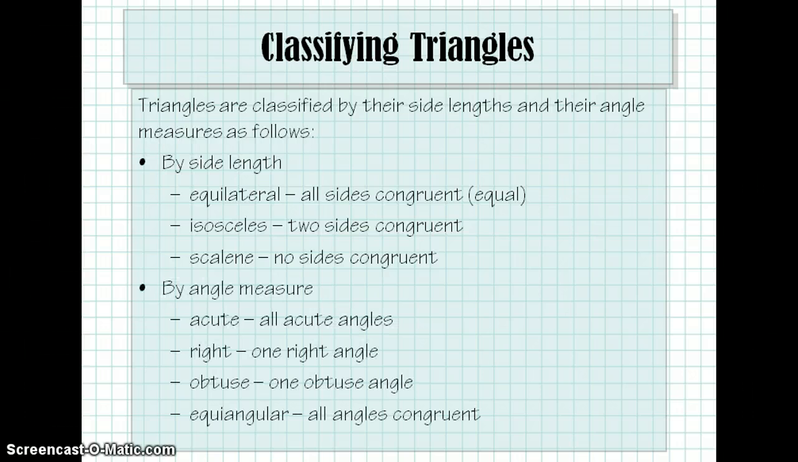If we're classifying them by angle, if they have all acute angles, then it's an acute triangle. If there's one right angle, then we have a right triangle. If there's one obtuse angle, we have an obtuse triangle. And then a word that's probably going to be new to you is equiangular, which means that all the angles are congruent. So equilateral means all the sides are congruent. Equiangular means all the angles are congruent.